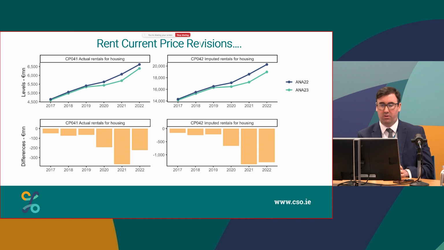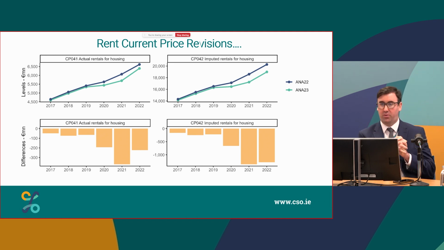We're plotting levels in the top panel here for actual rentals for housing and imputed rentals for housing. The imputed is the kind of theoretical rents that homeowners would pay if they were renting their own property. You might be surprised to see that we're actually revising down the rents in this release, and that's clear to see on the bottom panel, where we're again just plotting the differences. For the actual rentals for housing, we have downward revisions of up to 400 million in 2021 and 1.4 billion for the imputed rentals in 2021.